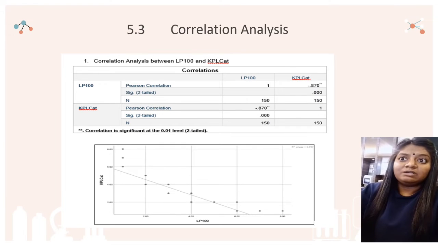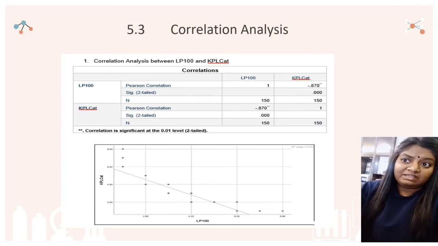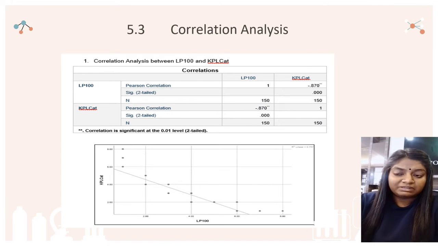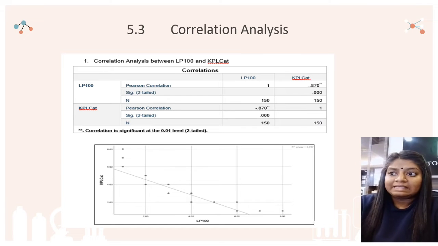5.3 is the correlation analysis. For the correlation, we have a correlation significant at the 0.01 level. So there is a correlation between liter per 100 and KPL, and it is weak with a negative relationship.